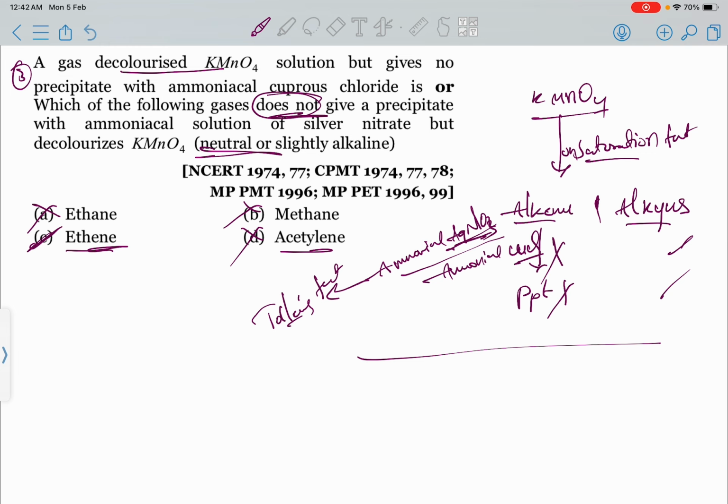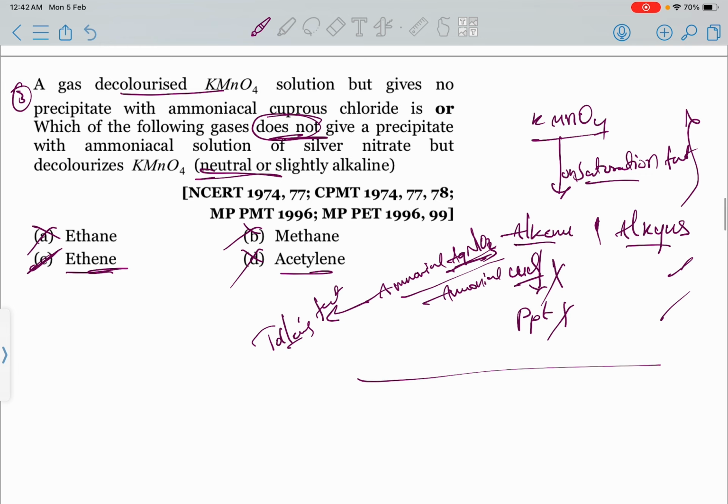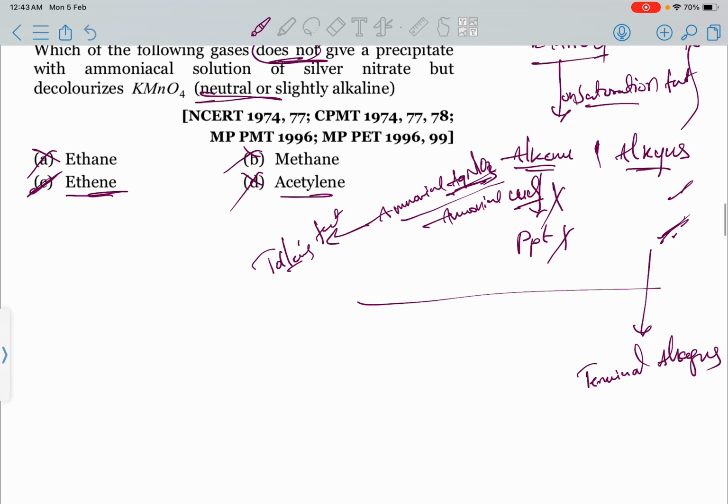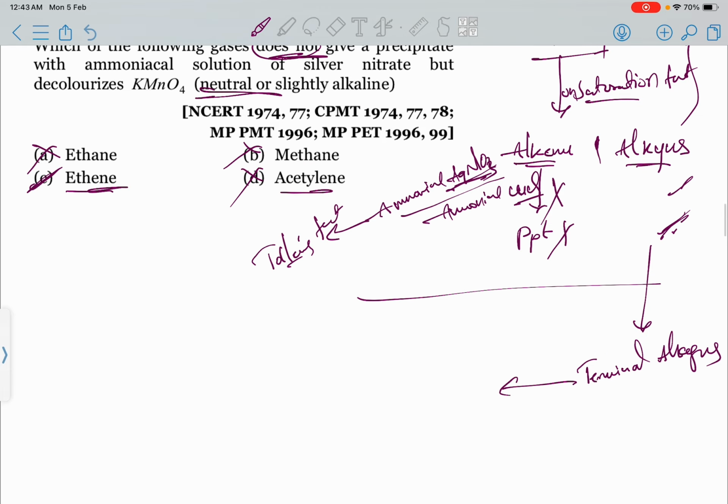Okay, Nana. Yeah, the unsaturation test is given positive by only alkenes and alkynes. Out of alkynes and alkenes, the so-called cuprous chloride test as well as the ammoniacal silver nitrate test will be given only by alkynes. It's not like every alkyne will give this positive. Only terminal alkynes will give this positive test.